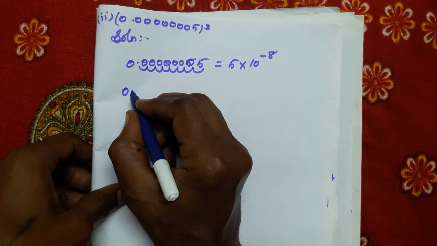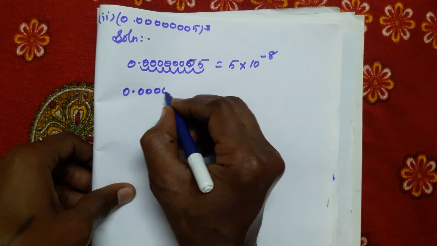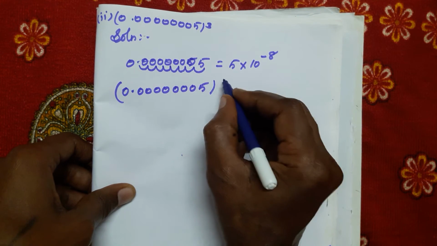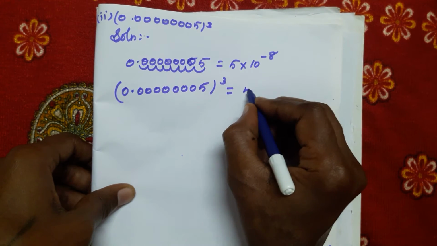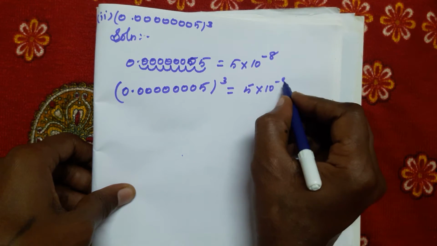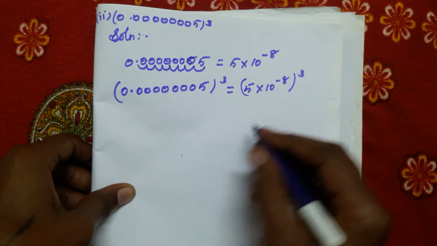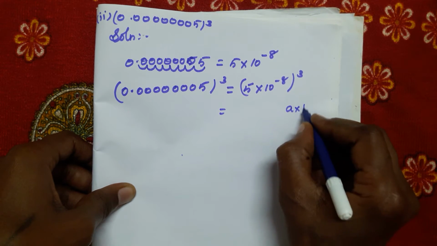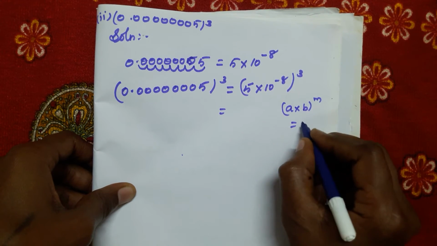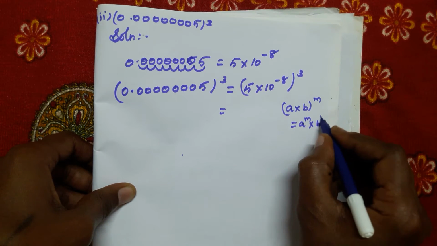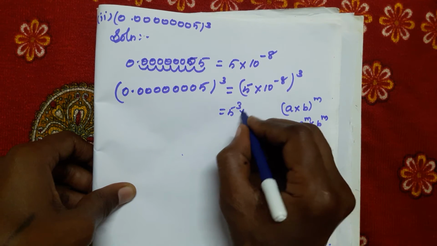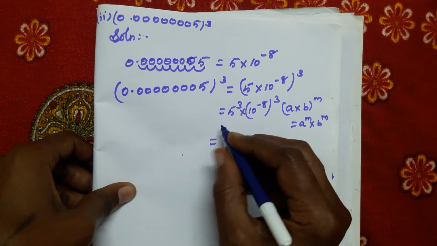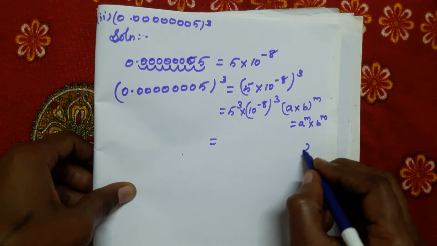But we want to find out 0.00000005 the whole power 3. How can we write it? 5 into 10 power minus 8 the whole power 3. Again, we can write (a into b)^m is equal to a^m into b^m. So 5 power 3 into 10 power minus 8 the whole power 3. 5 power 3 means 125 (25 into 5).